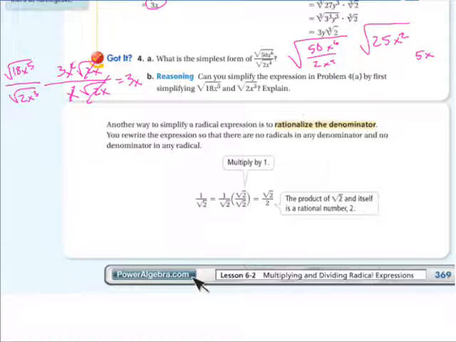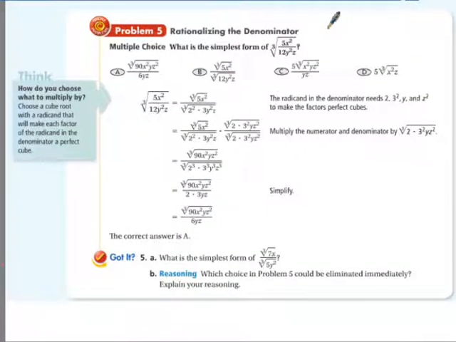Another way to simplify a radical expression is to rationalize the denominator. We've worked on this this year. It's going to get a little bit harder because we're going to work with radicals that aren't just square roots. But in any simplified answer, there can be no radicals in the denominator. So let's look at what that looks like.